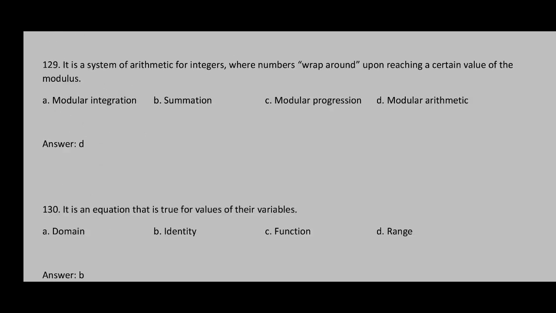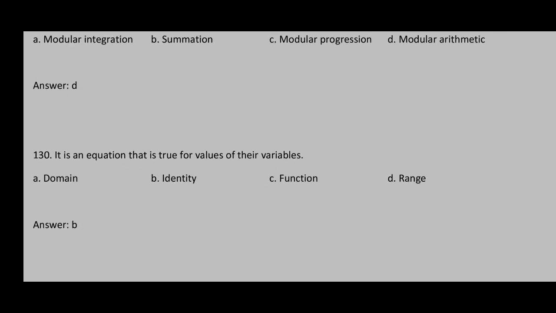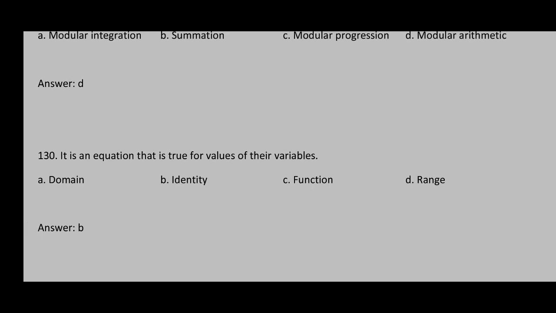Next, problem 129. It is a system of arithmetic for integers where numbers wrap around upon reaching a certain value of the modulus. Na nakita mo yung tanong na yun sa board exam, sagot daw dyan ay letter D, modular arithmetic. And our last problem for this Looksfam part 4, it is an equation that is true for all values of their variables. Sagot daw dyan ay letter B sa problem 130, letter B, identity.